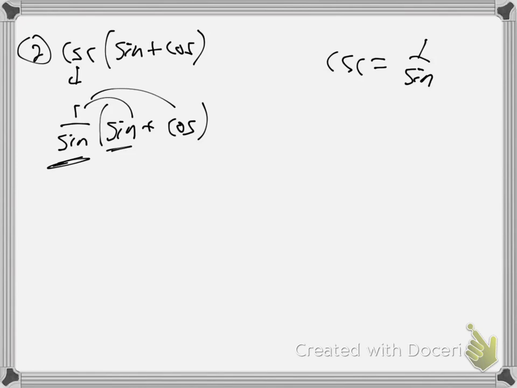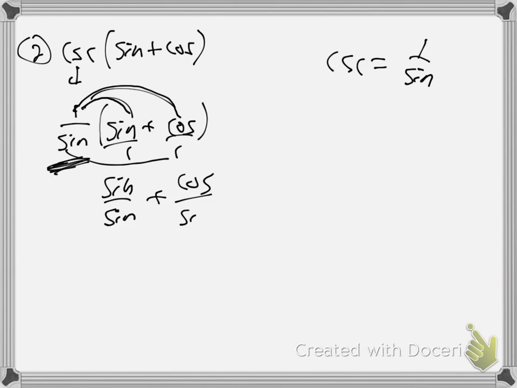So 1 over sine times sine. What's going to happen? Remember, whenever something that's a fraction interacts with things that are not fractions, put them over 1. Make them look like fractions. So 1 over sine times sine over 1 is sine over sine, plus 1 times cosine is cosine over sine times 1 is sine. Good to there so far? How we doing?